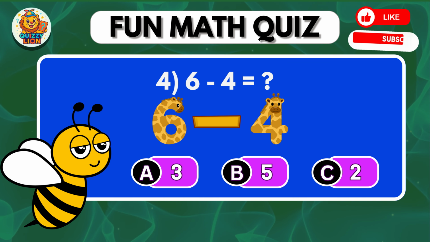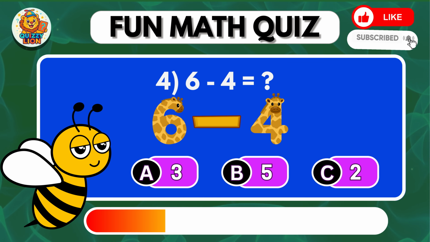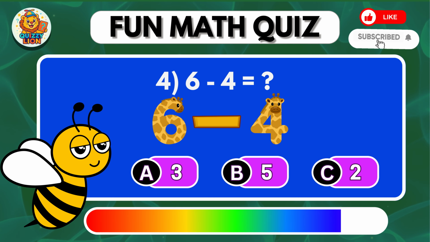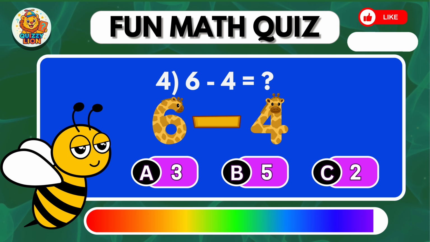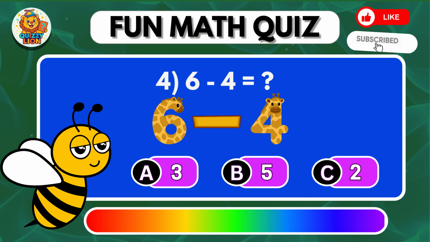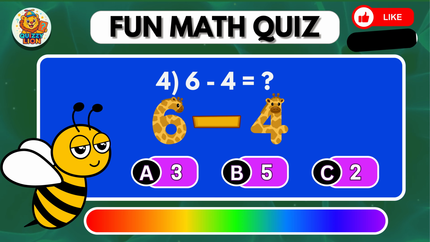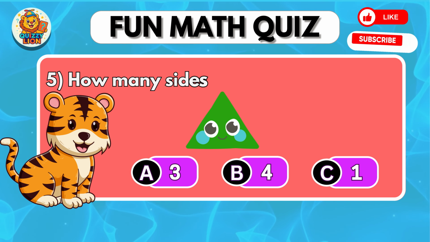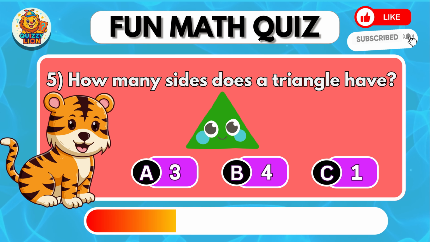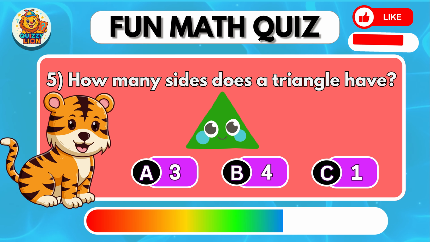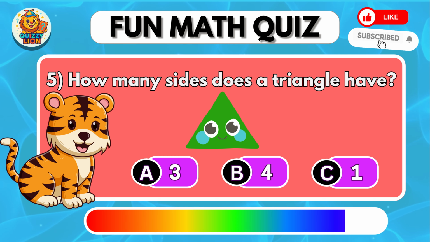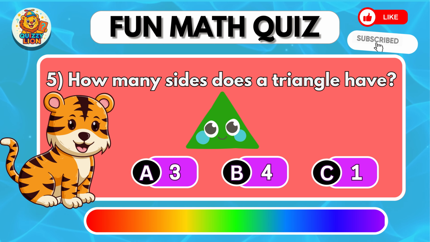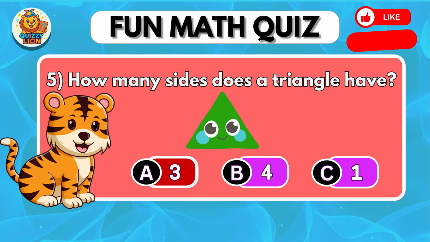6 minus 4 equals. Correct, it's 2. How many sides does a triangle have? Correct, it's 3.